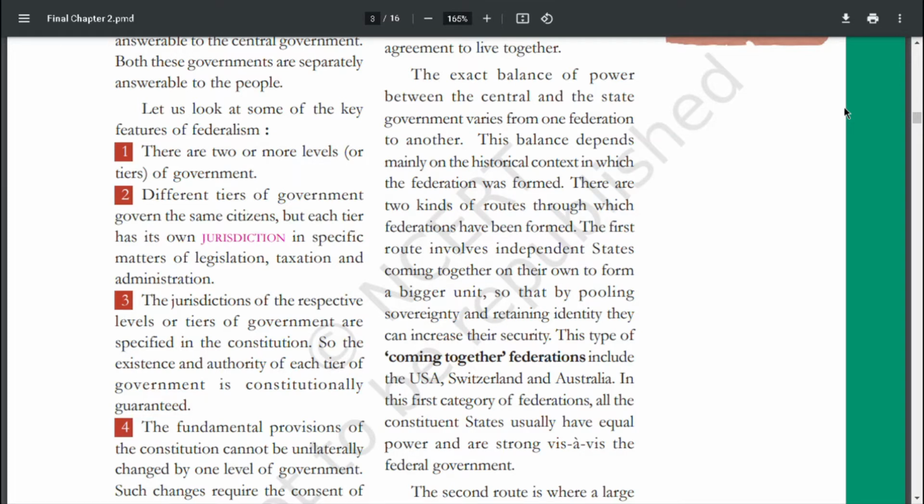There are two kinds of routes through which federations have been formed. The first route involves independent states coming together on their own to form a bigger unit, so that by pooling sovereignty and retaining identity, they can increase their security. This type of coming together federations include the USA, Switzerland, and Australia. In this first category of federations, all the constituent states usually have equal power and are strong vis-a-vis the federal government.